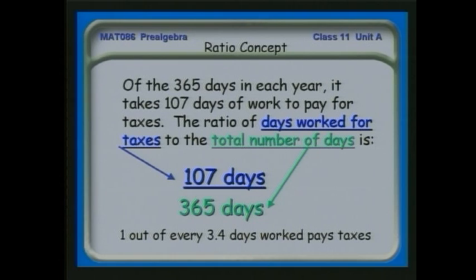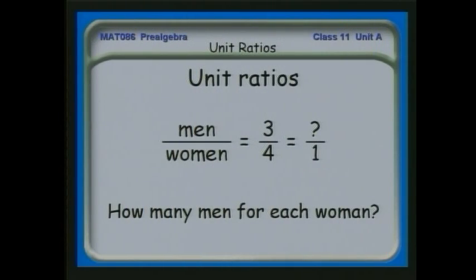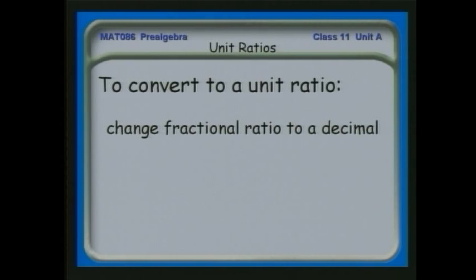Often, rather than leaving ratios as 107 to 365, it pays to convert it to something called a unit ratio. I'll explain what that means. For example, if we have a group where we have 3 men for every 4 women, we can ask, how many men do we have for each 1 woman? If we reduce it that way, that's called a unit ratio. We take whatever the ratio is as a fraction and see if we can figure out what it is compared to 1. How do we convert to a unit ratio?